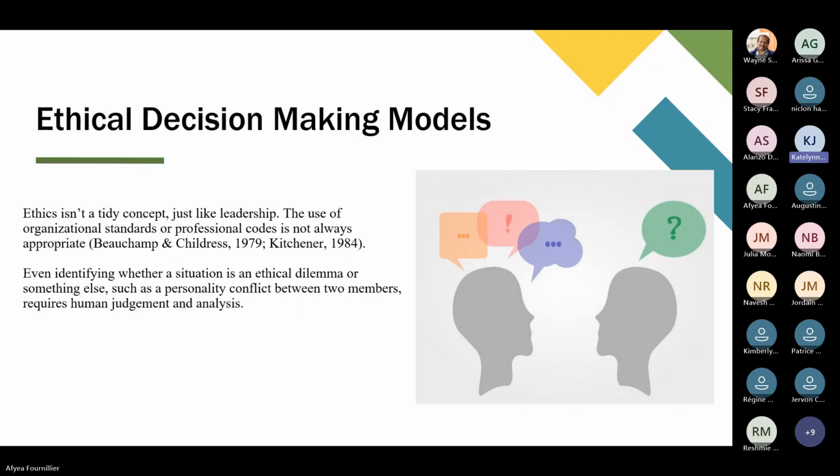Ethics isn't a tidy concept, just like leadership. So the use of organizational standards or professional codes is not always appropriate. Even identifying whether a situation is an ethical dilemma or something else, such as a personality conflict between two members, requires human judgment and analysis.